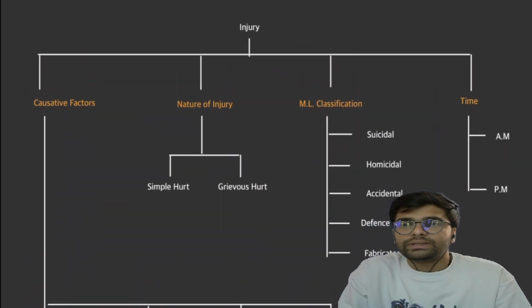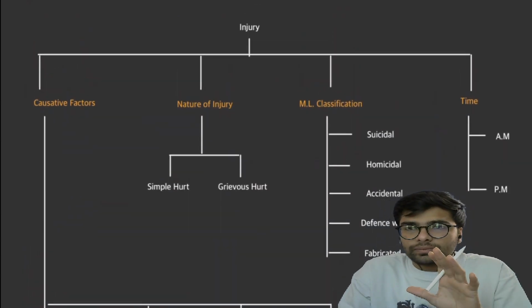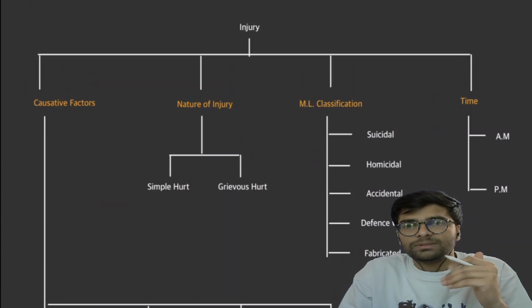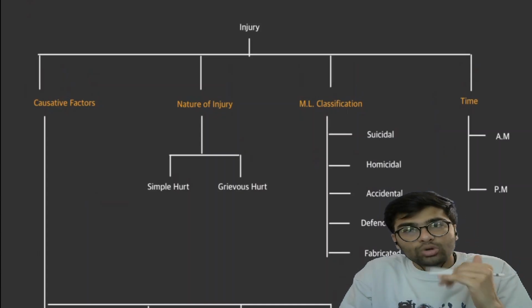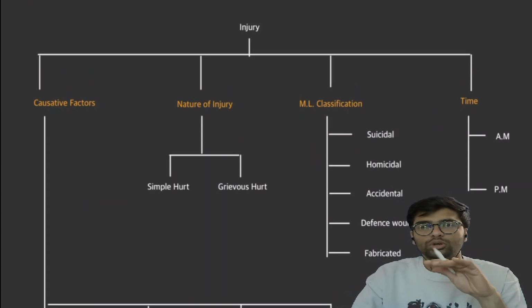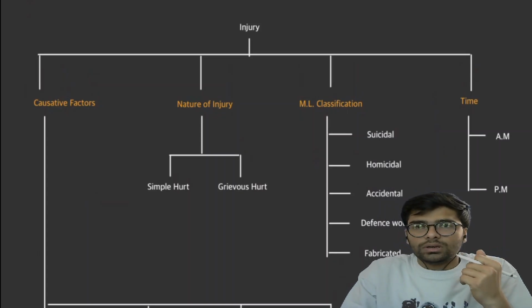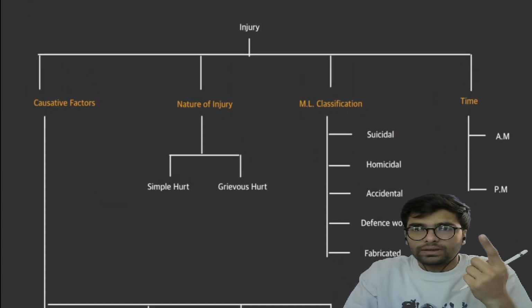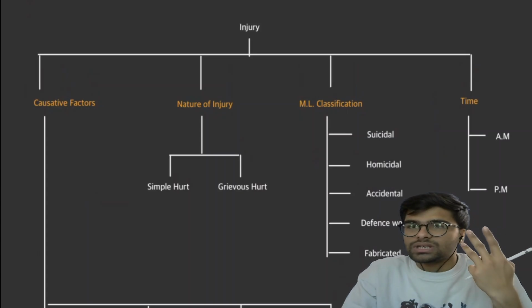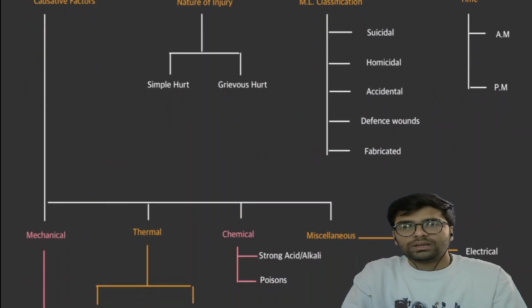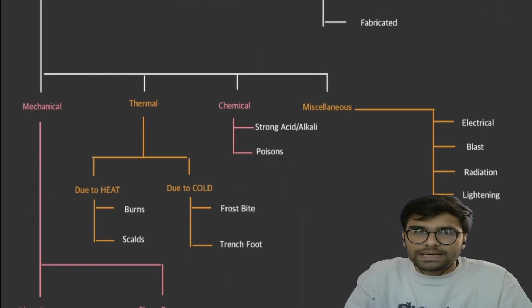The fourth method is based on the time, and they are antemortem injury and postmortem injury. Antemortem means person was living and he was subjected to injury, and postmortem injury means after death, the dead body has been subjected to injury. Okay, so these are the four methods through which we can classify injury. One is causative factor, nature of injury, medico-legal classification, and time. And further, you can classify based on these four methods. There are further more classifications, and they're very easy.